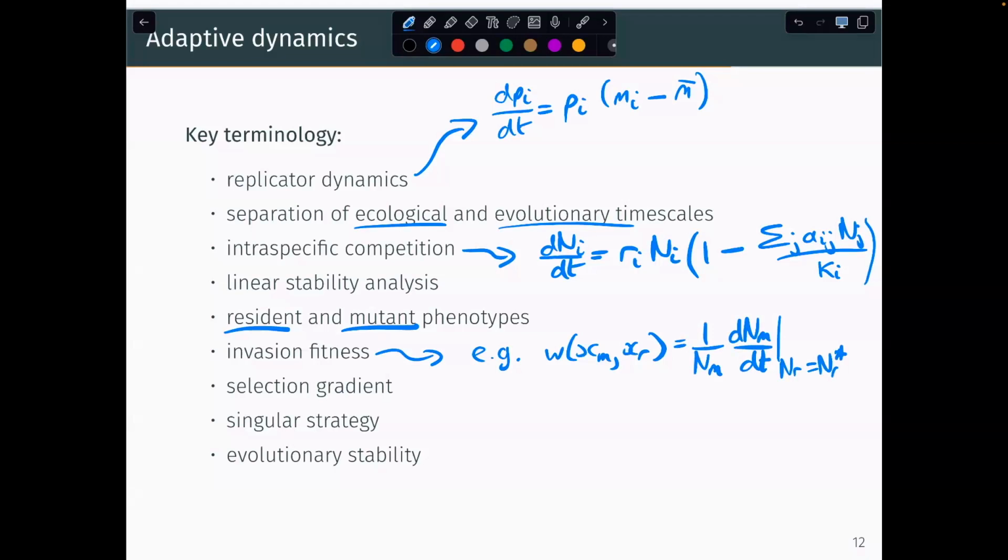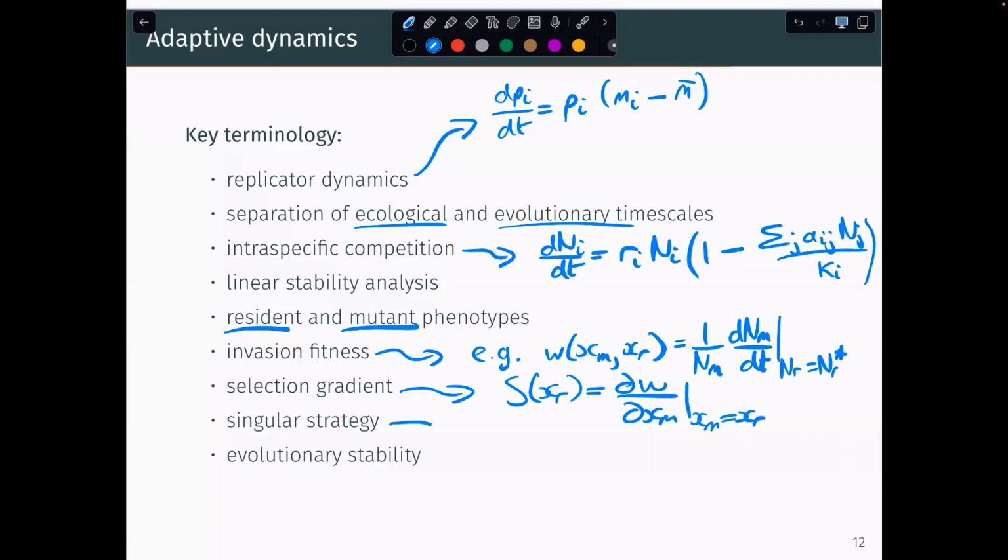We talked about the selection gradient, which is the derivative of this invasion fitness. So S of x_R is equal to the partial derivative of W with respect to x_M, the mutant trait, and then we evaluate the mutant trait at the resident trait. We talked in the last lecture about why that is. I won't go into that again now.